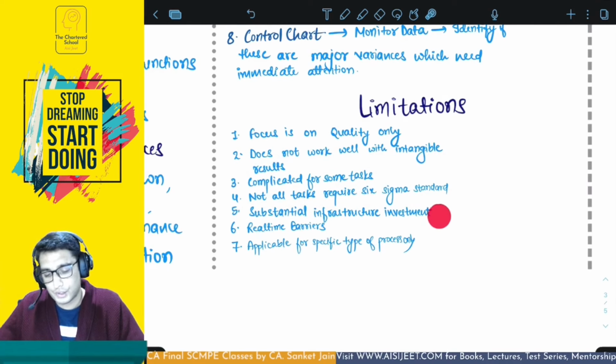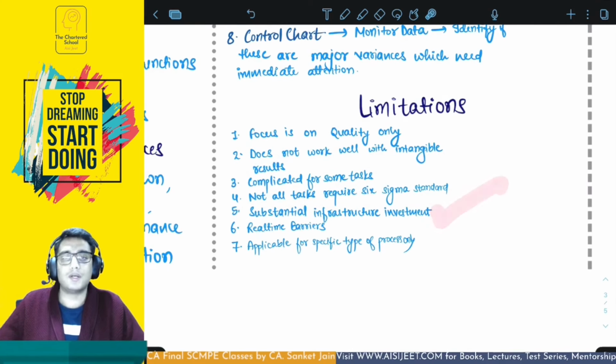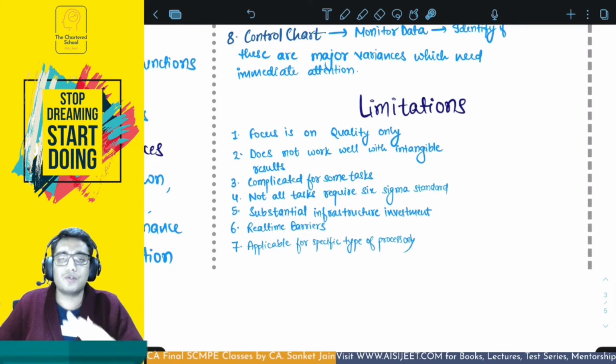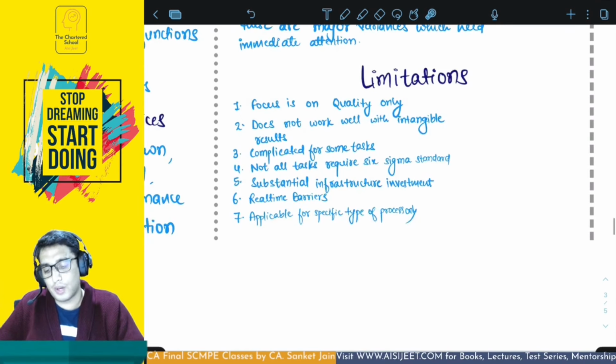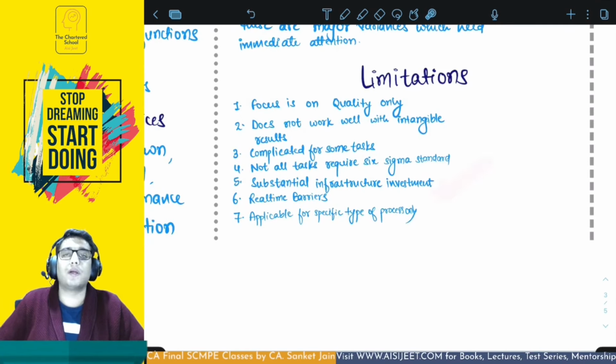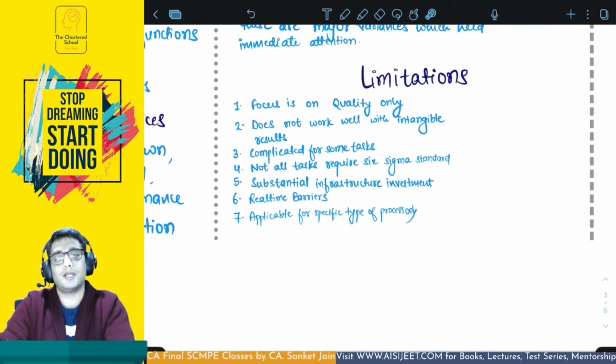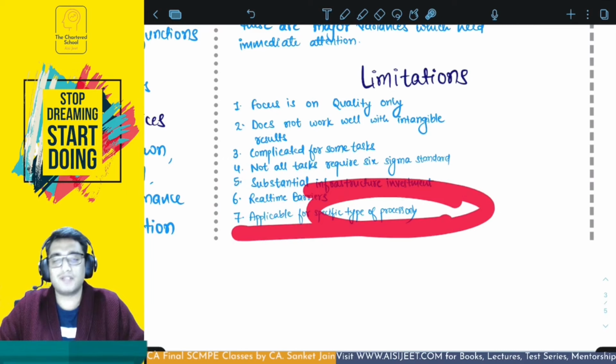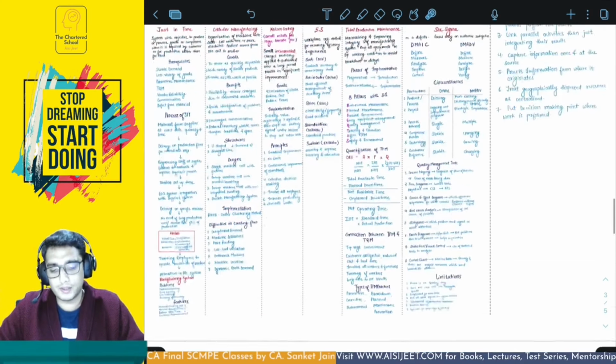Then substantial infrastructure investment is going to be required. Of course, you are going to do a cost benefit analysis. So the benefits that you're going to receive after the implementation of Six Sigma might outweigh the infrastructural investment that you might require initially. Of course, that way your Six Sigma implementation is going to be useful. But one of the limitations is that you are going to require to make a lot of substantial infrastructure investment in the beginning. Next is real-time barriers come into play, and this can be applicable for specific type of processes only. These are the limitations of Six Sigma.